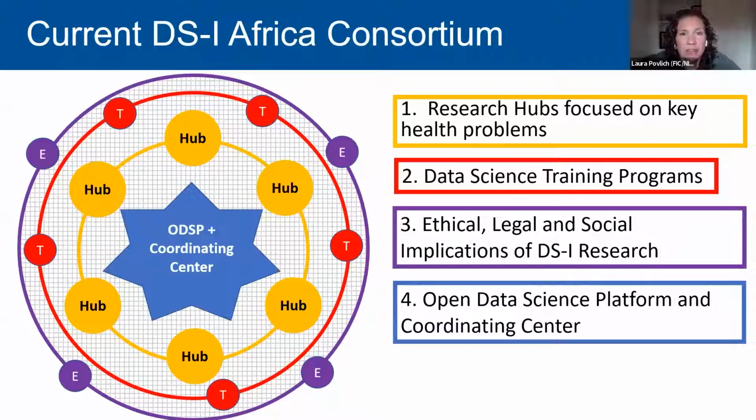The current DSI Africa Consortium, or group of awardees, includes research hubs that are focused on key health problems, data science research training programs that are developing new master's and PhD level training programs, ethical, legal, and social implications of data science and innovation research projects, and an open data science platform and coordinating center.